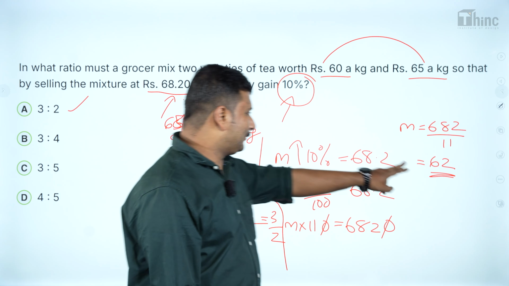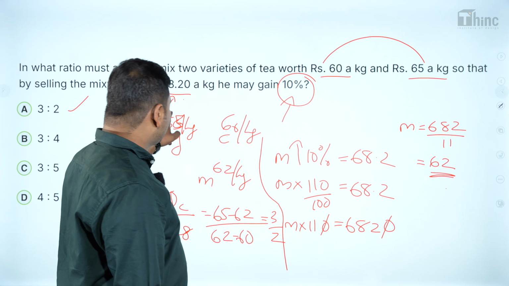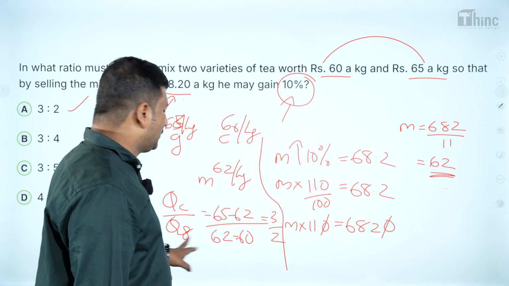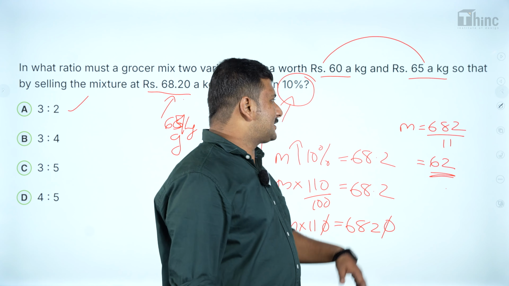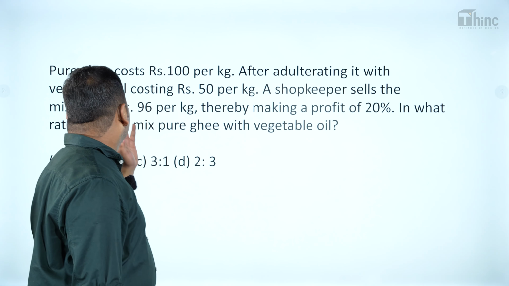So from there we have found the actual mixture price and then we are substituting it here in the equation to find the QC by QG ratio. That's the difference here. So now we are going to do another question. So in this question, what is the question saying?